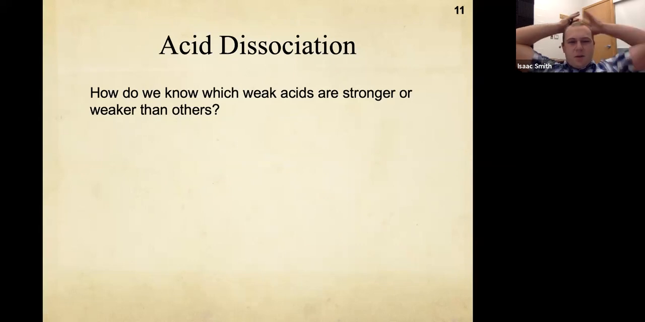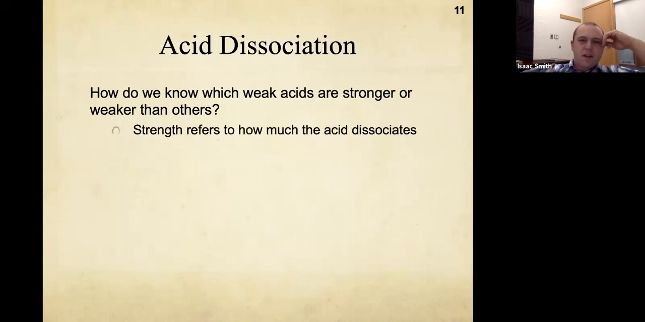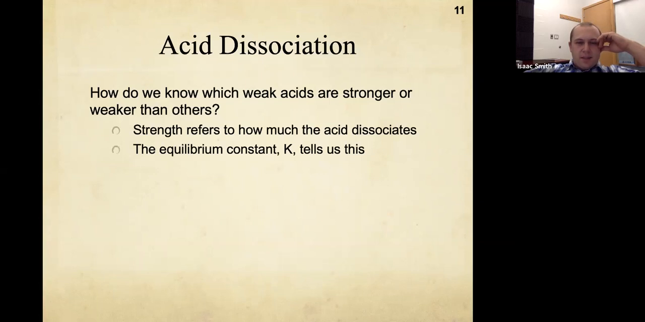Okay, so now we get to this question that says, how do we know which weak acids are stronger or weaker than others? So we talked about how in that list of weak acids, there's kind of a relative strength distribution. And we need something that tells us how strong or how weak an acid is. So we're going to use an equilibrium constant. So we're pulling in an idea now from what we've learned before with solutions and applying it to the acids.